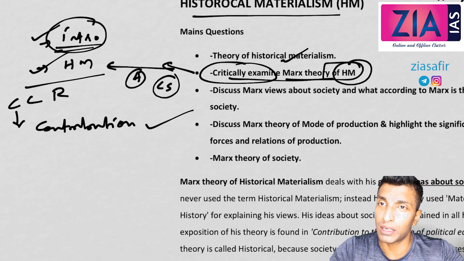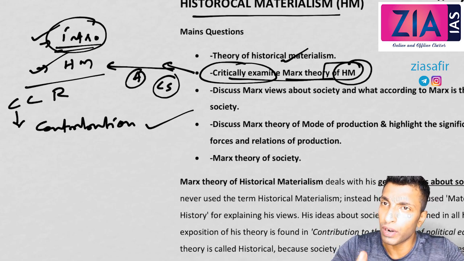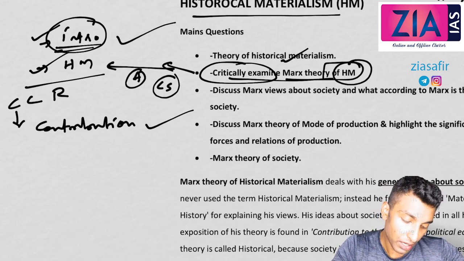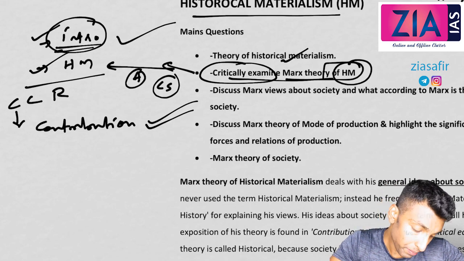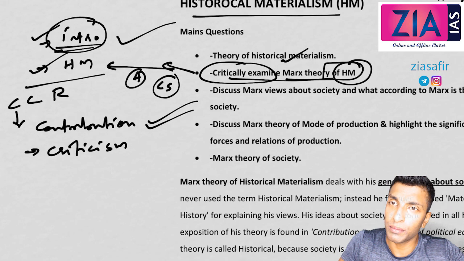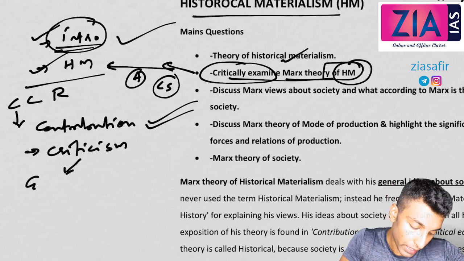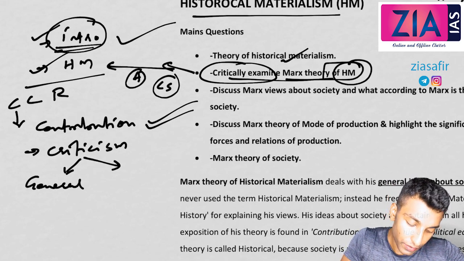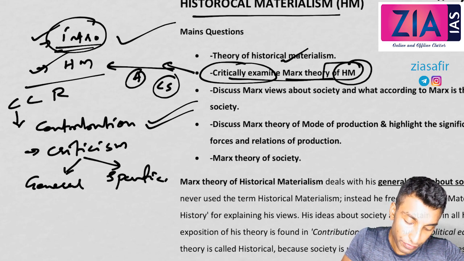The contribution of Marx remains the same. So you will prepare one paragraph for that, and you will write exactly the same in all critically analyzed answers. So contribution remains the same, introduction remains the same. Then you will write criticism. When you write criticism, this will be further divided into two. You will write general criticism and then you will write specific criticism.